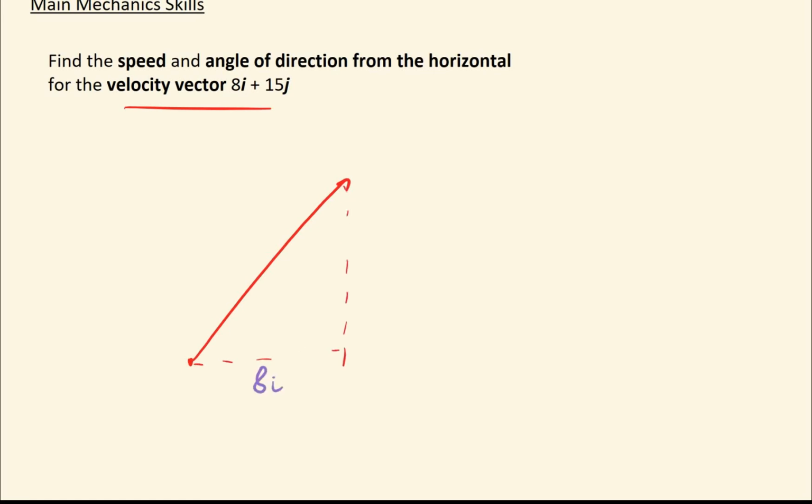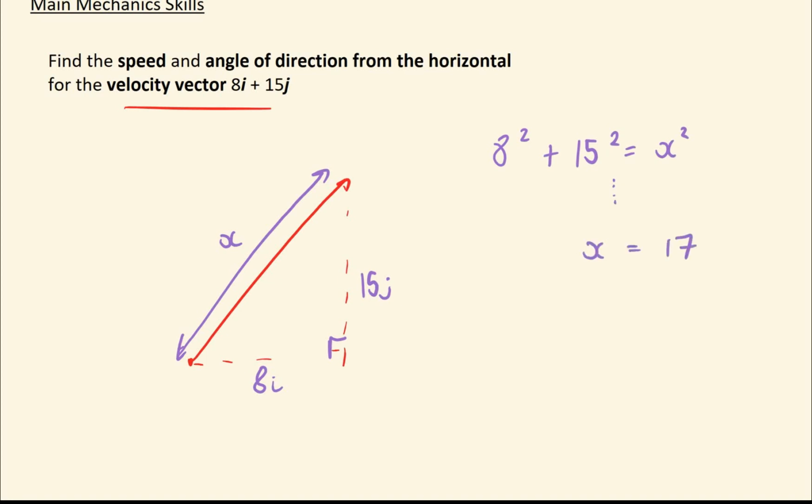We want the speed of this. So the speed is just going to be an actual number. The speed is going to be basically the hypotenuse of this triangle. So if you combine 8i and 15j, you get an overall speed. That's what we're looking to find out. Because this is a right angle triangle, we can just use Pythagoras. So if we call this speed x, we know that 8 squared plus 15 squared is going to be x squared. Then do some maths, and you're going to get the fact that x is going to be 17.